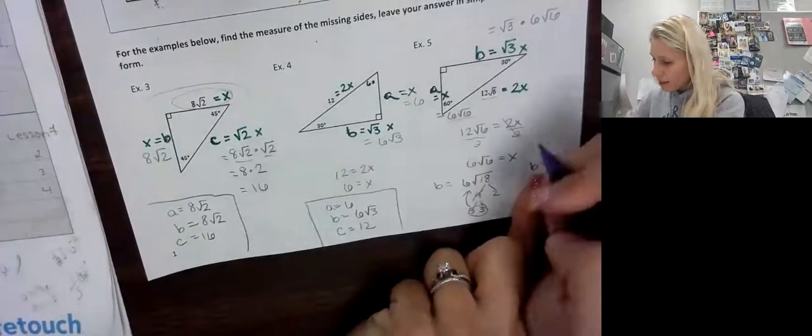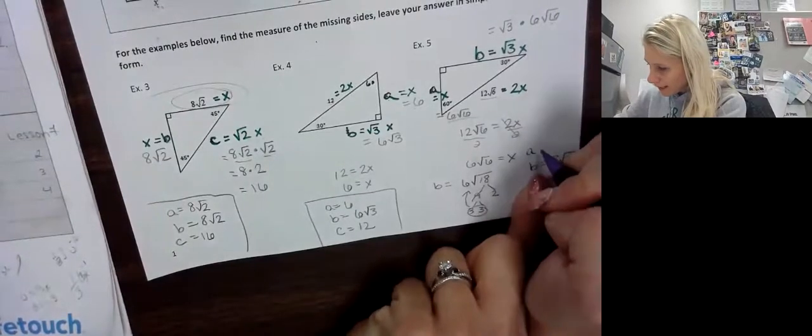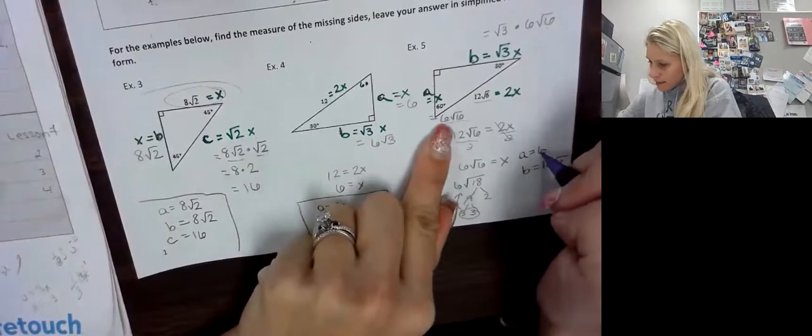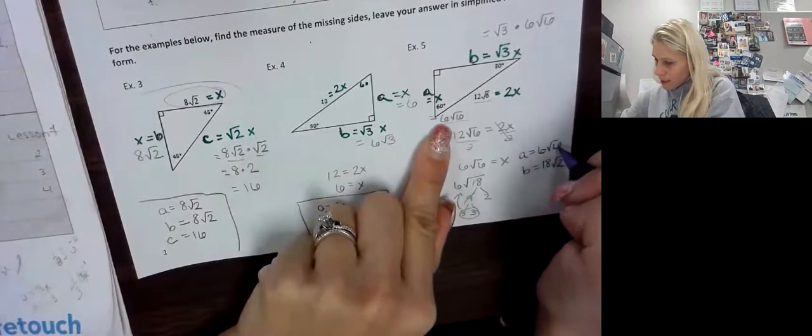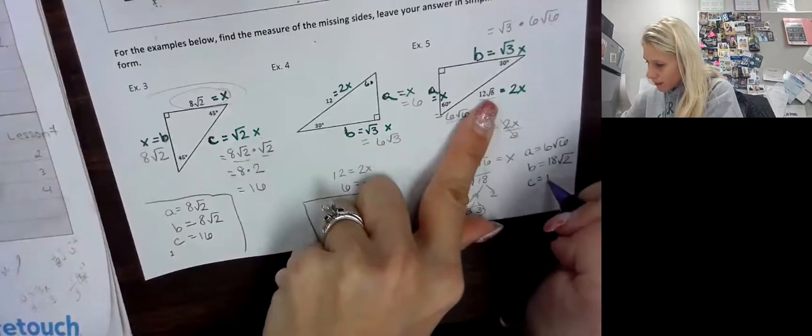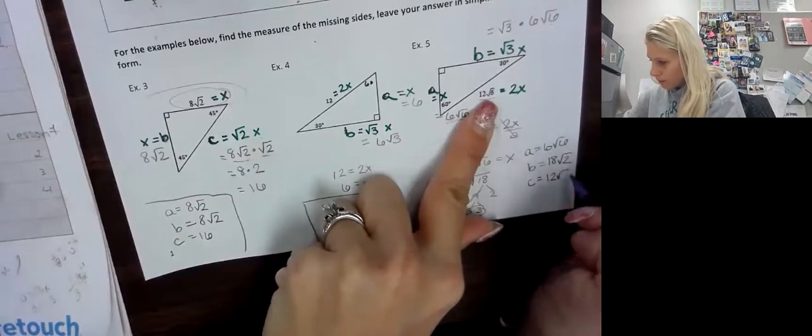Okay, I wrote B here, so I'm just going to add on to that. A gave us 6 square root of 6. And C was given to us as 12 square root of 6.